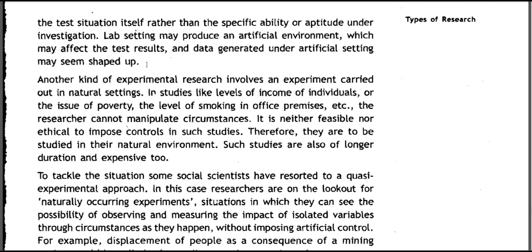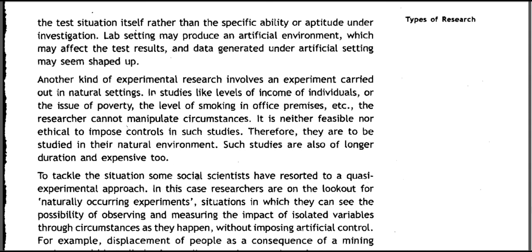A lab setting may produce an artificial environment which may affect the test result, and data generated under an artificial setting may seem shaped up. Another kind of experimental research involves an experiment carried out in natural settings. It studies things like levels of income of individuals, the issue of poverty, level of working in social office premises, etc. The researchers cannot manipulate circumstances. It is neither feasible nor ethical to impose controls in such studies. Therefore, they are to be studied in their natural environment. Such studies are also of long duration and expensive.